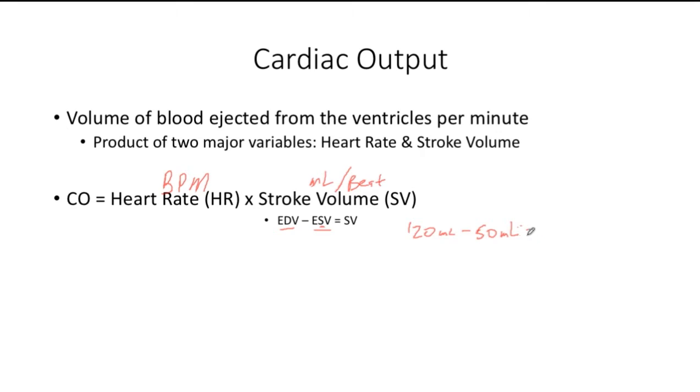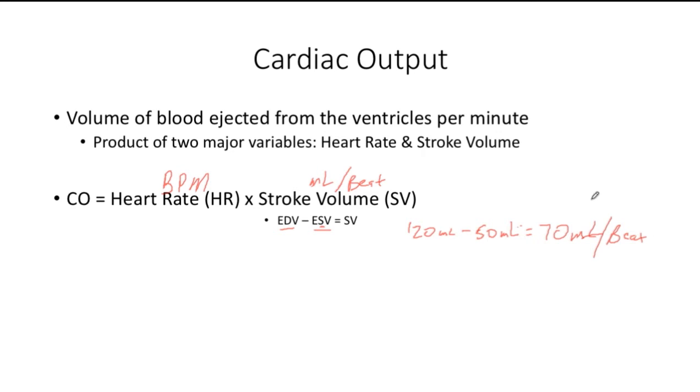So if we do our math here, which is about as good as my math gets, that comes out to 70 milliliters per beat. What we're saying is the average volume of blood ejected from each ventricle. Mind you, this isn't from both ventricles together, this is each ventricle at a time. The average volume of blood at rest ejected from the right and left ventricles is about 70 milliliters per beat. That is stroke volume.